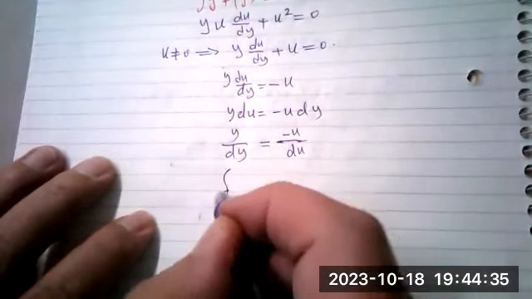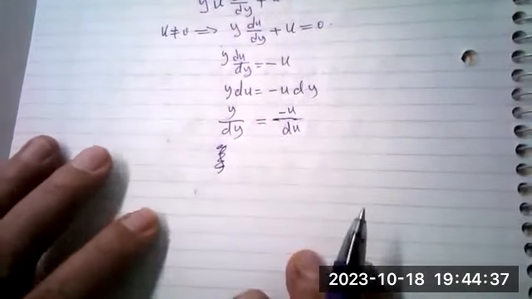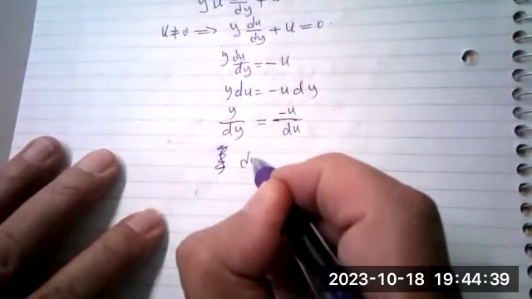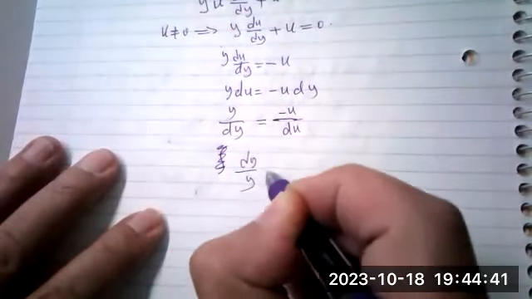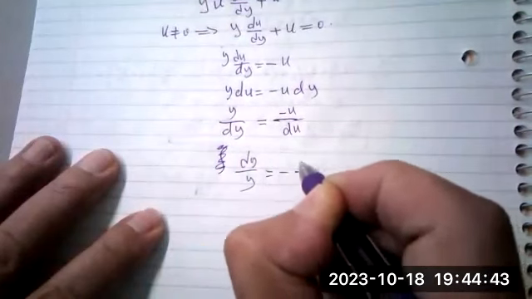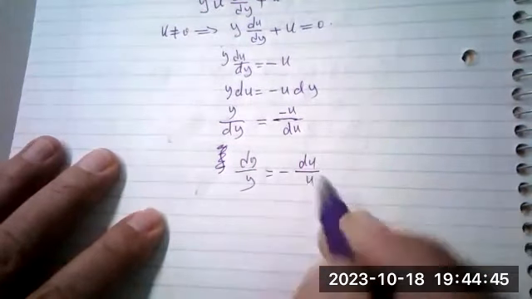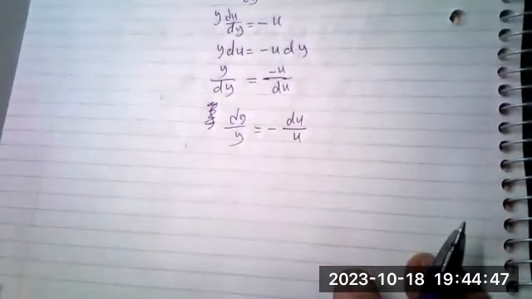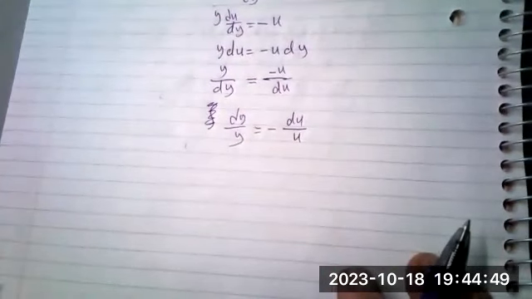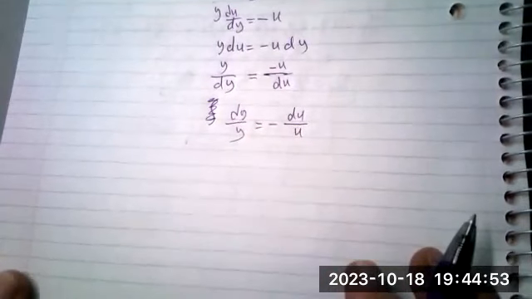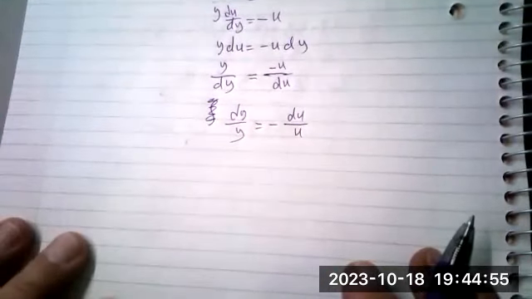So I just flip them. So it's going to be dy over y, and this is going to be du over u. Because you want to integrate it. It's the same thing.